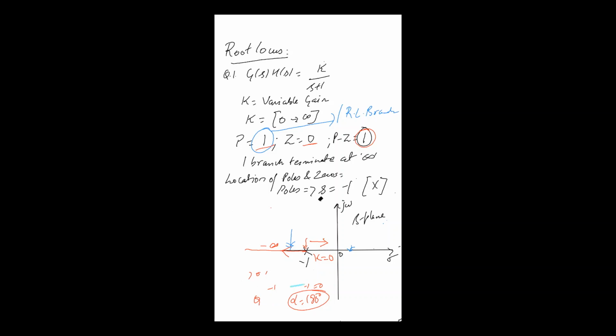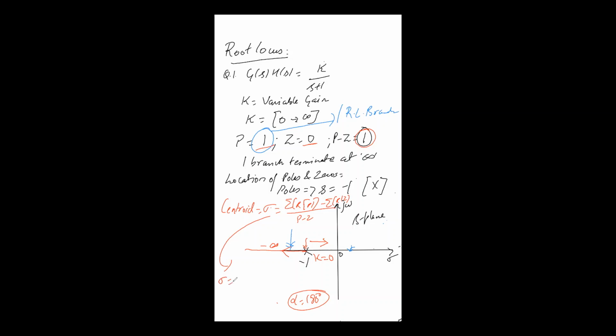Now since you have an alpha, you want to draw that angle. For drawing that angle, you need some point. That point is called the centroid. So what is the formula for centroid? It is the summation of real part of poles minus the summation of real part of zeros, upon p minus z.